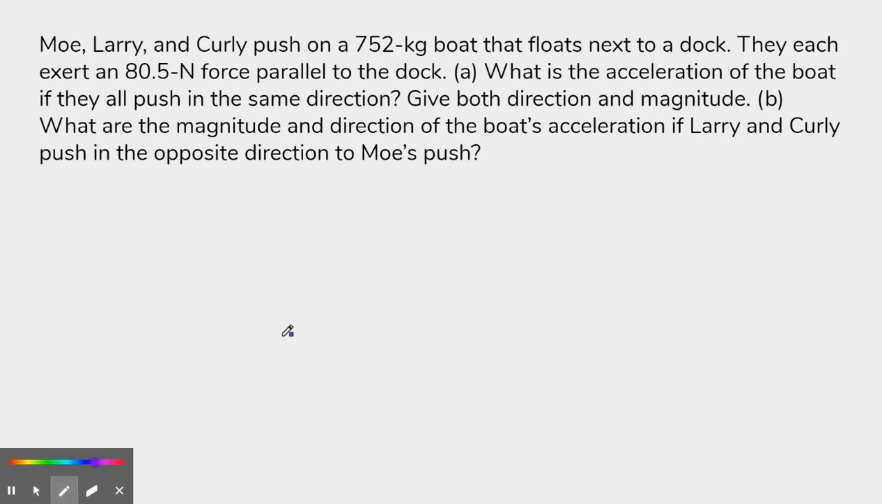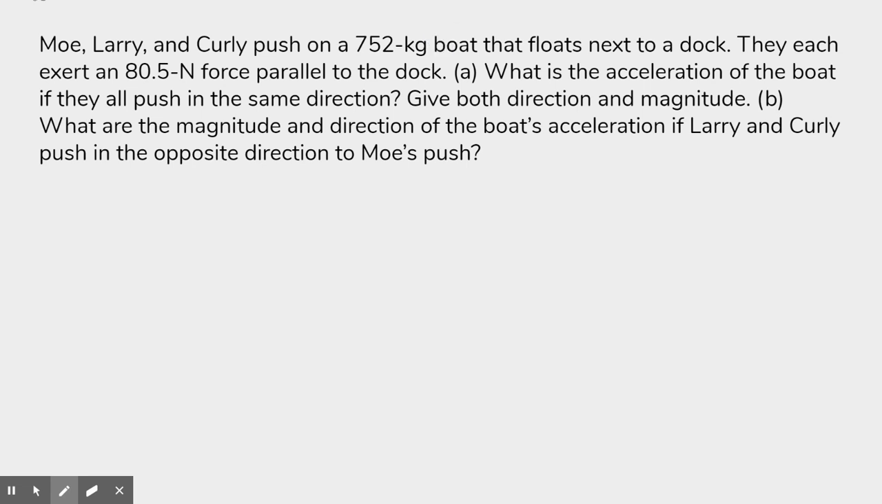Now, this time we have three people, Mo, Larry, and Curly, who are pushing on a boat that is next to a dock. Each of them is exerting a force. That force is equal for all three. And that force is parallel to the dock. So we want to find the acceleration of the boat if they're all pushing in the same direction. And then we want to know what happens if Larry and Curly start pushing in the opposite direction from Mo. So let's just start with the first part, part A.